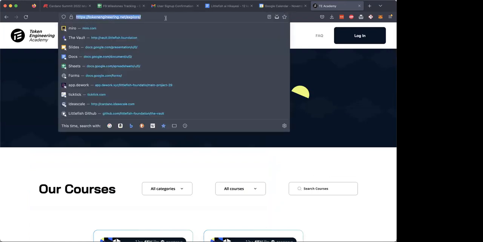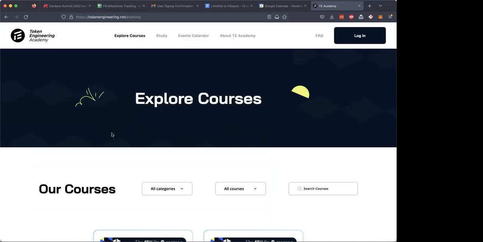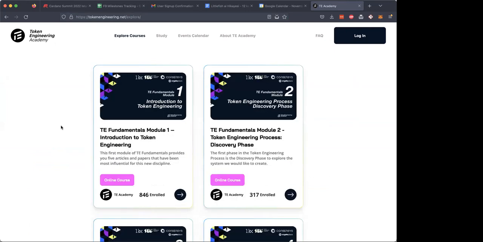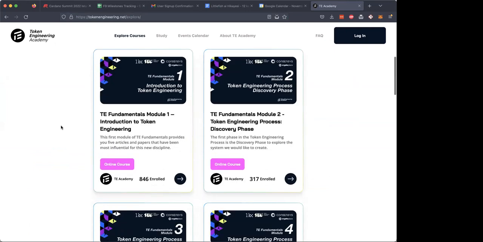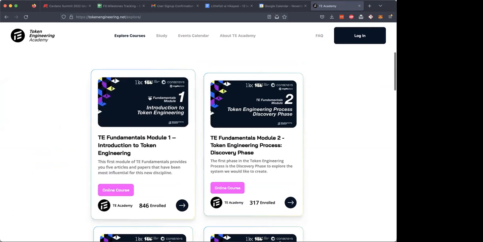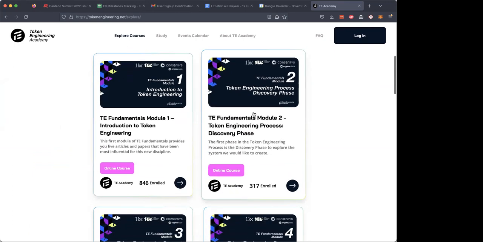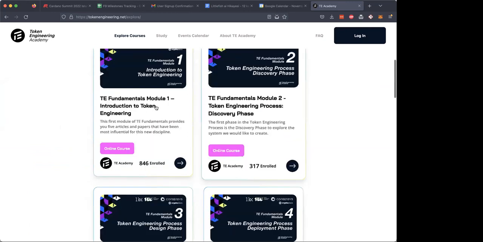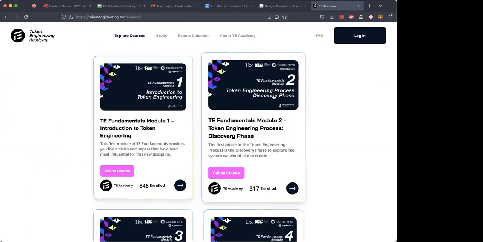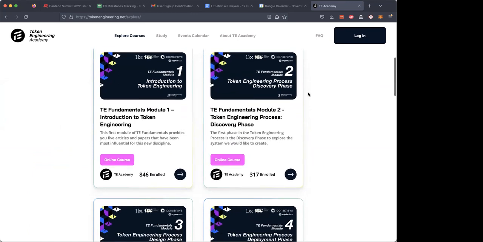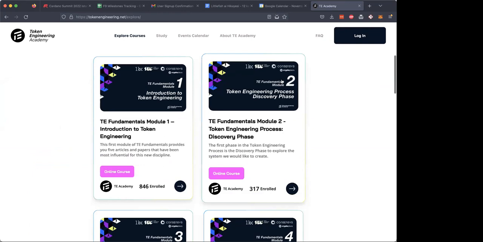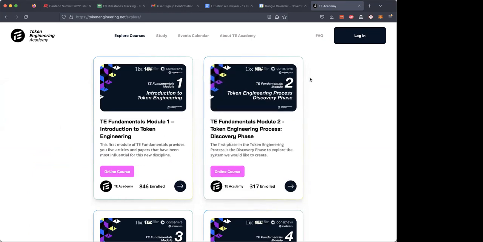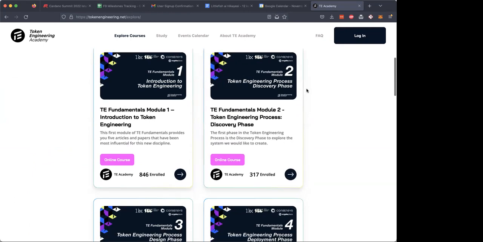We're at tokenengineering.net, and what they have is a token engineering fundamentals course that they just launched earlier this month. And it's a 5-part series, 5 modules. The first is just an introduction to token engineering, which we will be looking at starting today. Second part is the process and discovery phase. And that is where we explore the environment in which we are token engineering.